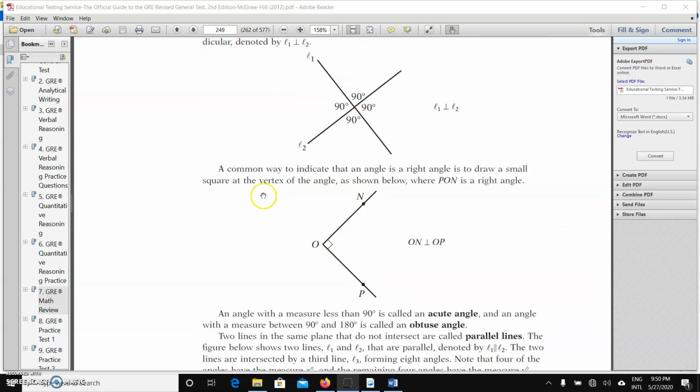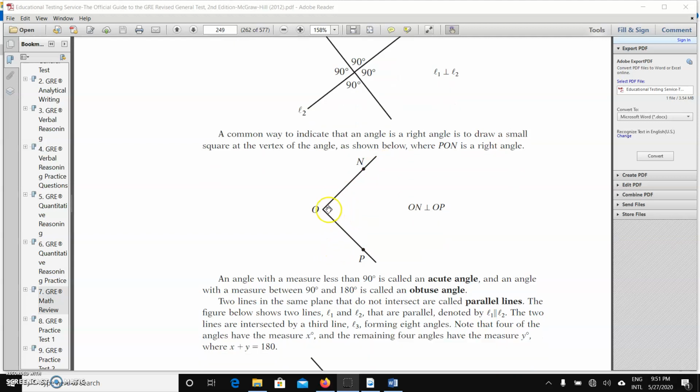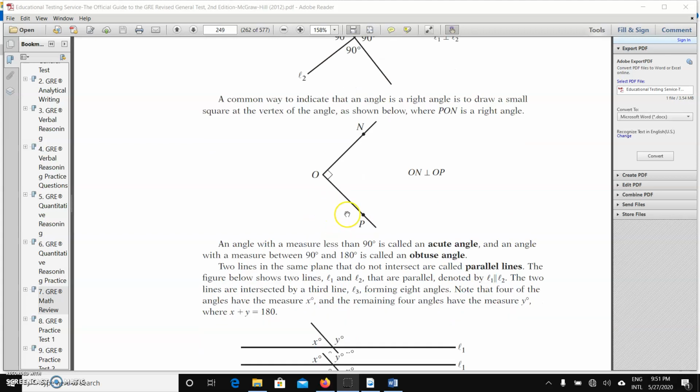When you read through the book, you get to understand it better. Now this is talking about when you have a square at the middle of any shape, it means it is 90 degrees. An angle lesser than 90 degrees is called an acute angle. And an angle of measure between 90 and 180 is called an obtuse angle. All these things you read when you read through. But the most important thing you should note here is that when you have a square like this, it represents 90 degrees.